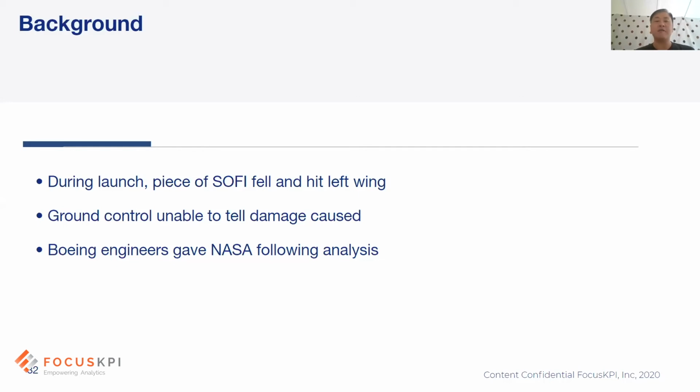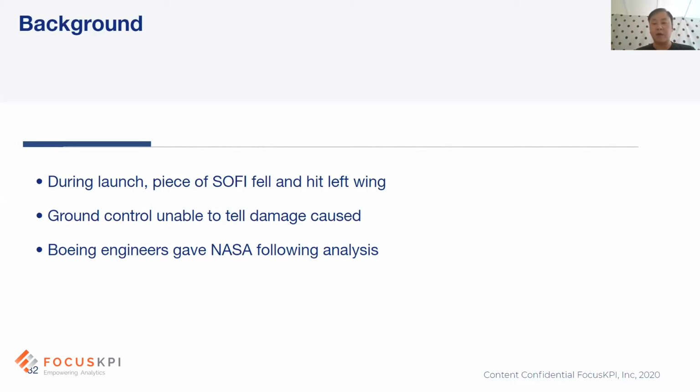They could not figure out through the video and surveillance that they had been able to capture. And so they brought in the Boeing engineers that built the shuttle and had them give NASA an analysis of what they found or what the potential damage is.